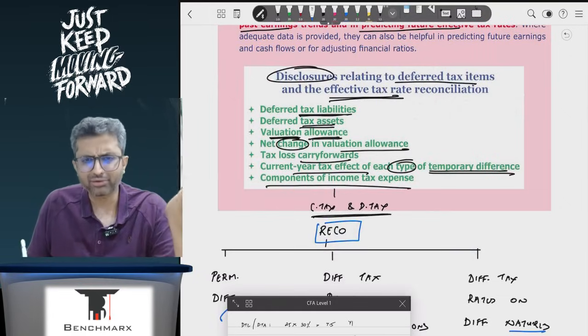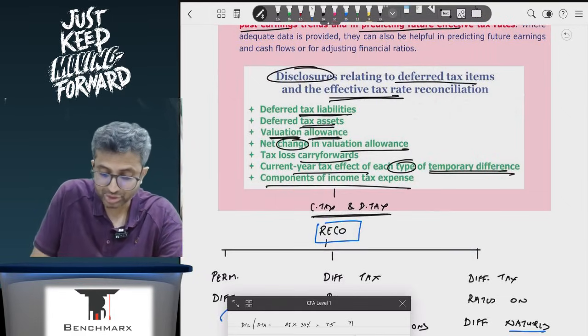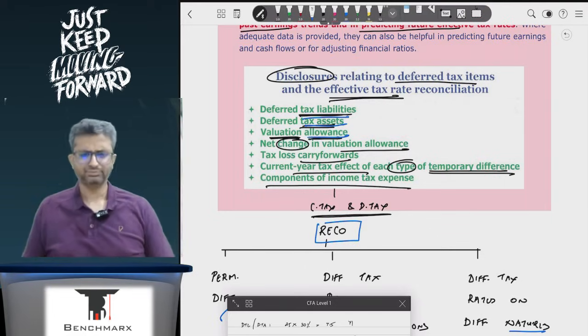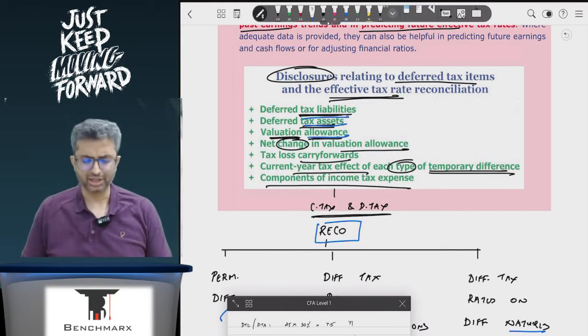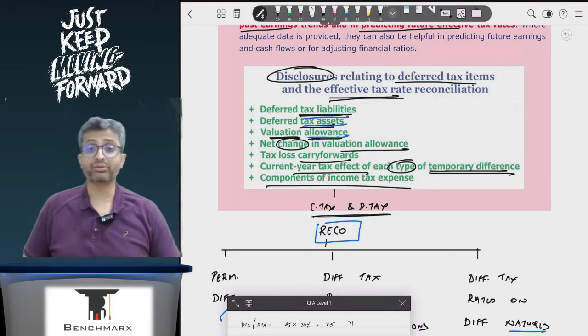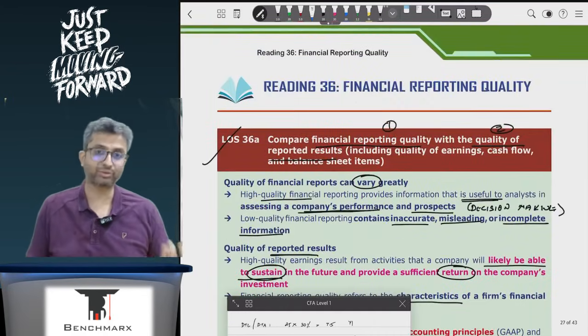Apart from that, in your financials, there'll be a lot of disclosures regarding deferred tax liabilities, assets, valuation allowance, if any, tax loss carry forward, if any. And remember, you're not really solving a tax paper over here.